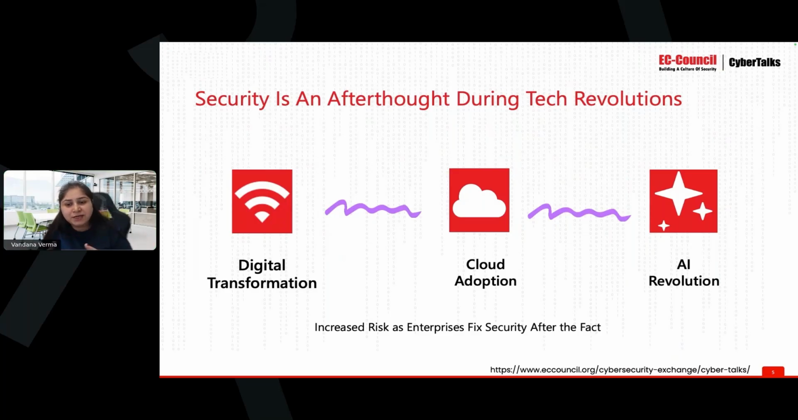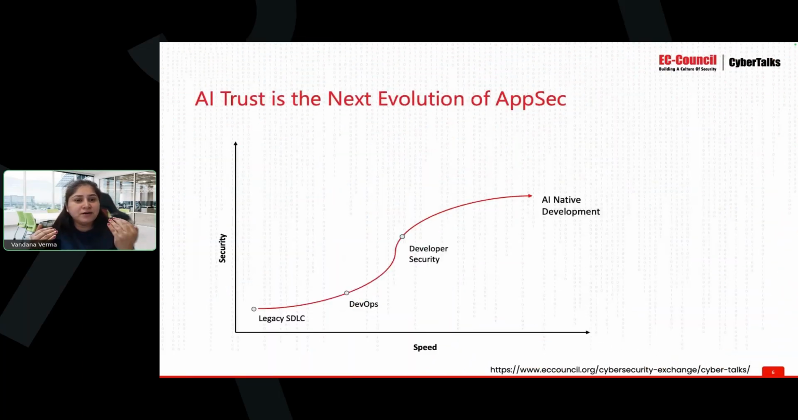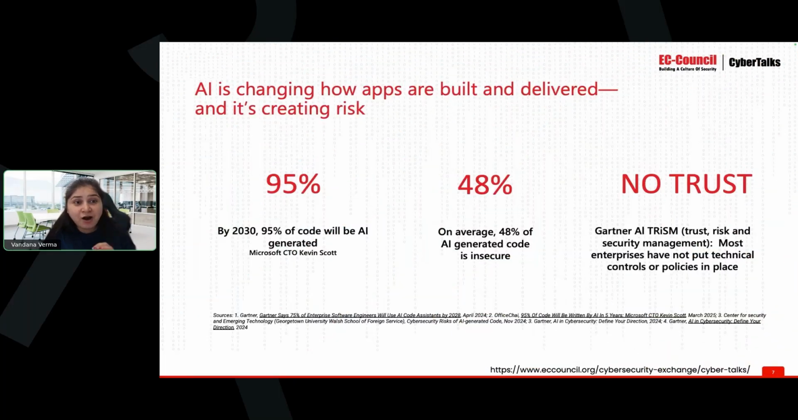What we need to do is, I think we're still late, and we need to understand how this evolution is happening. Especially if I talk about DevSecOps, I need to talk about AppSec. So here we talked about legacy SDLC, then DevOps. Now we started talking about developer security, and then AI-native development. Then came the issues, like AI is actually changing how apps are being built and created.